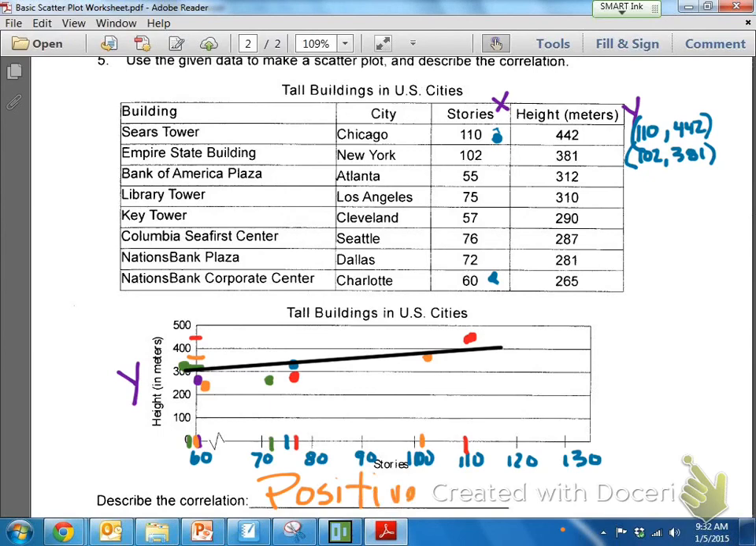Okay, but the important thing to mention here is the squiggly. That means that I don't have to start at 0. That means I can start somewhere else than 0 and work my way from there. So that is another example of a scatter plot.